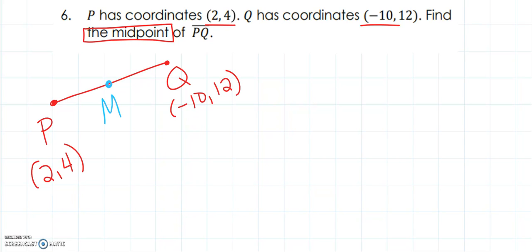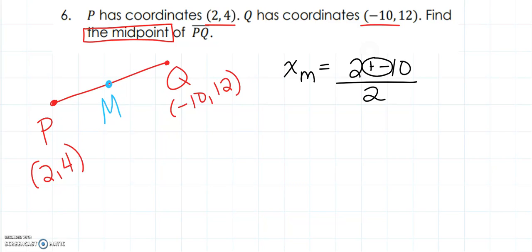Okay, so if you remember how we do these problems, we're going to average the x's and average the y's. So I'm going to start off with the x values. To get the midpoint x value, we're going to do 2 plus negative 10 divided by 2. Now the positive and the negative make a minus. So I'm going to have 2 minus 10 divided by 2. 2 minus 10 is negative 8 divided by 2 gives me negative 4. Okay, so far I know this x value is negative 4.